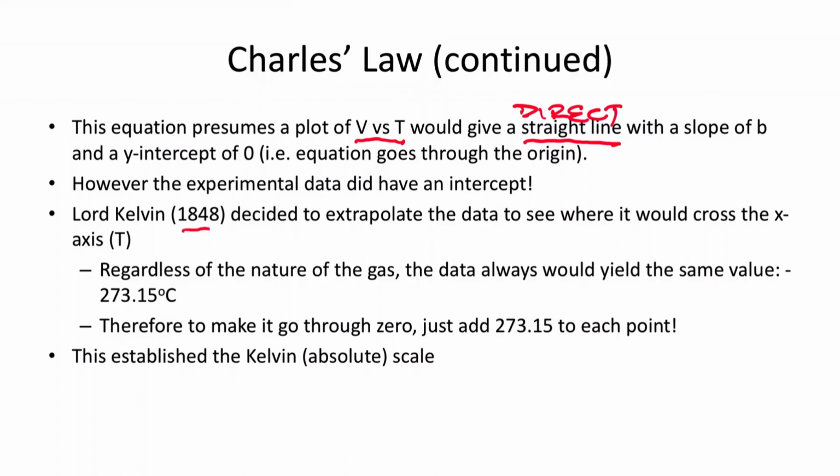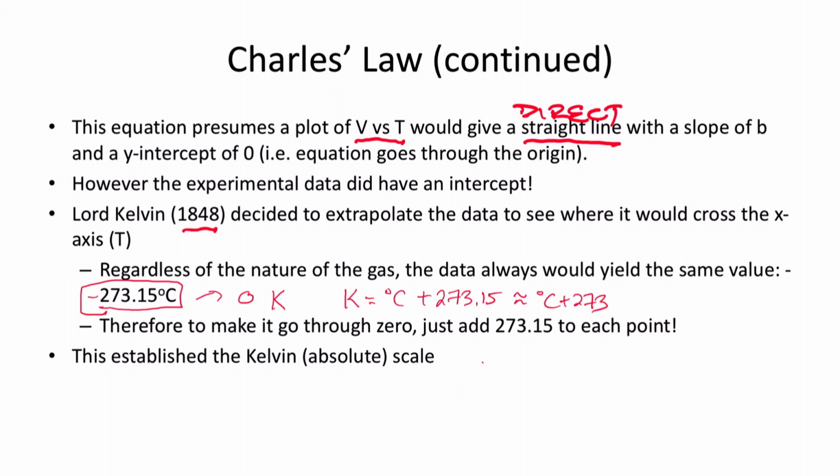Kelvin said, well, if it crosses the x-axis at negative 273.15 degrees Celsius, and I want this to be 0, I can force it to be 0. I'm just going to call it 0 Kelvin instead of 0 Celsius. So to go from Celsius to Kelvin, I have to take my temperature in degrees Celsius and add 273.15 to each point. Usually this gets rounded off to just 273. This is called the absolute temperature scale or Kelvin scale.